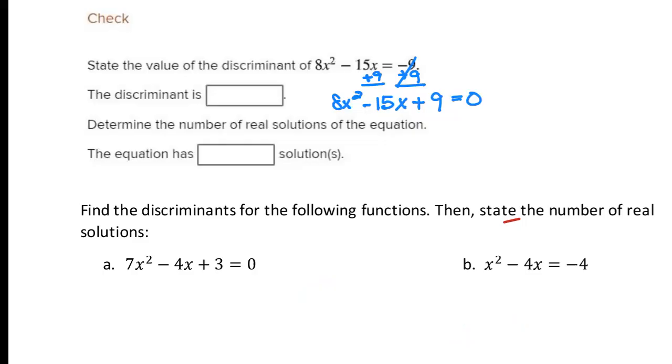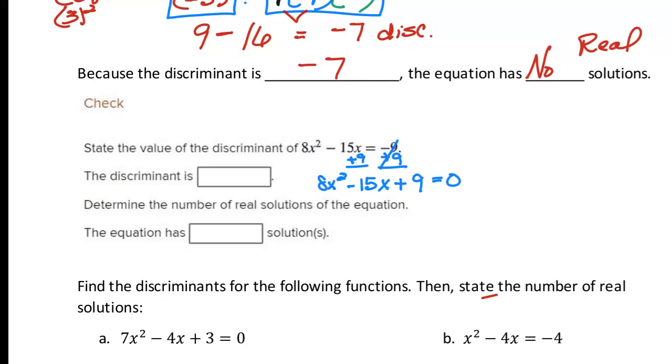All right, I'm going to figure out what my A, my B, and C is, okay? A is equal to how much? Edgar, what is my A value? Good. A is equal to 8. B is equal to negative 15. Check your sign in front. Negative 15. And C is equal to 9.